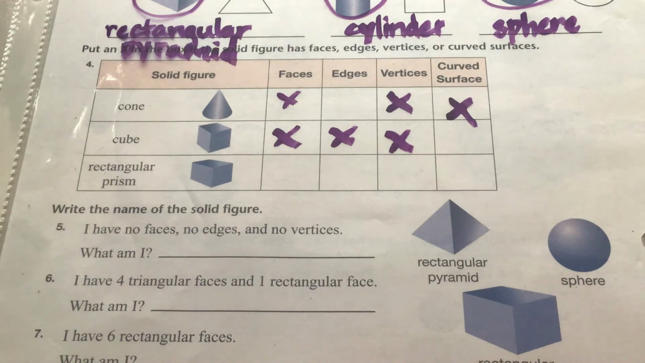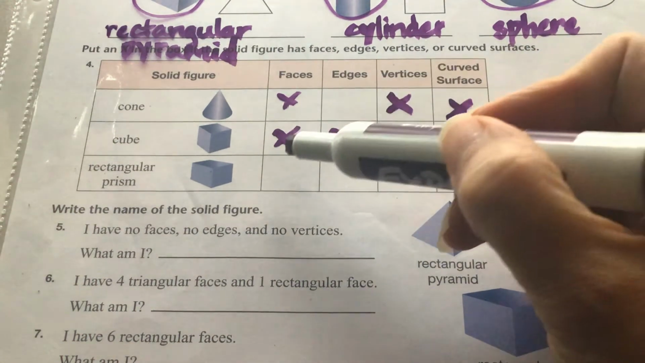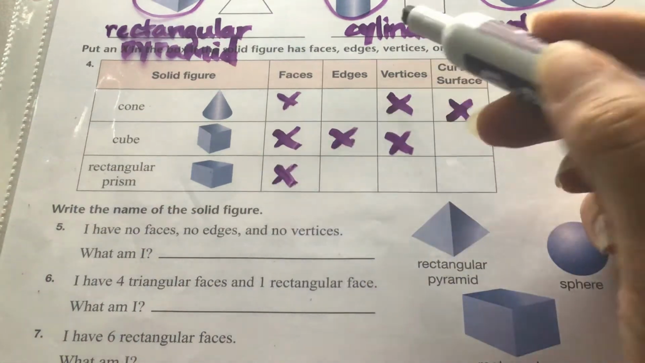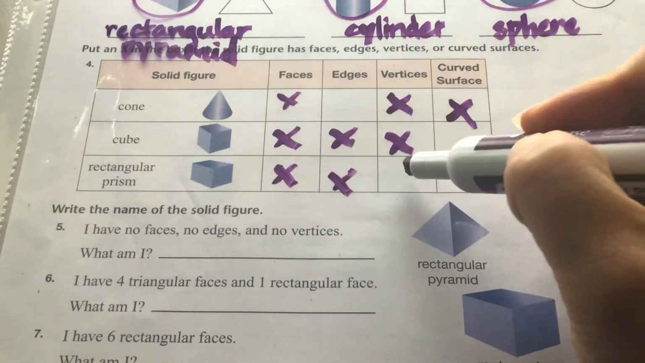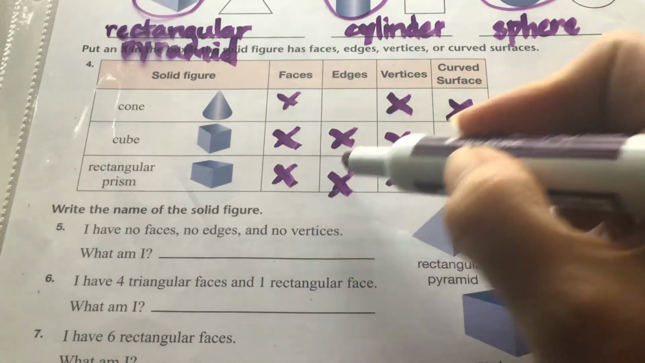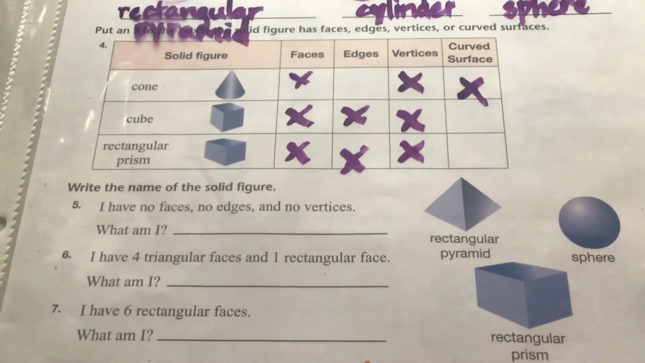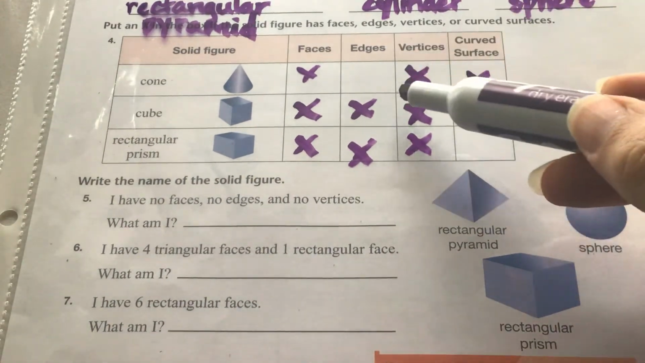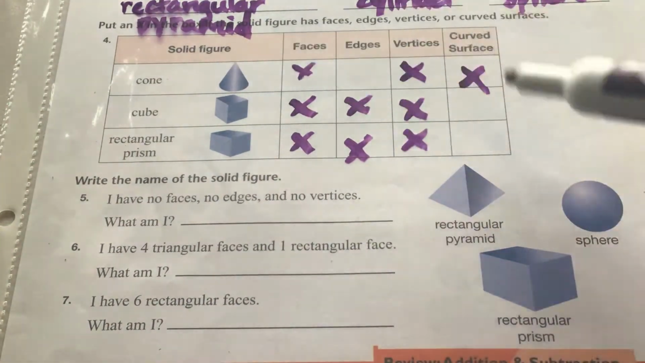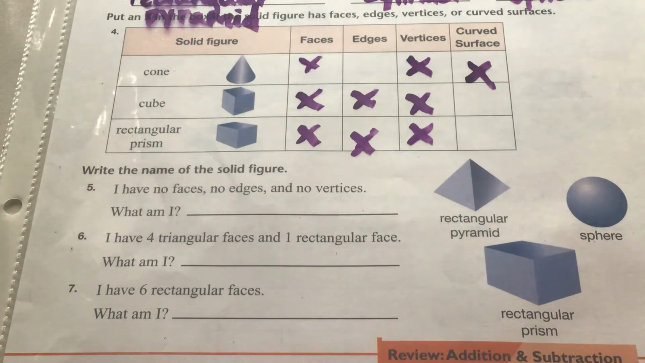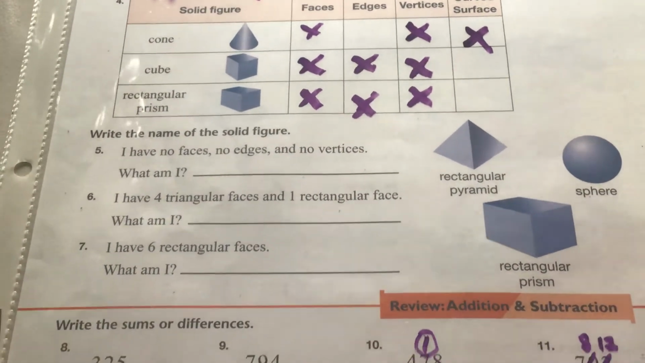Then we go to rectangular prism. It's the same as the cube. It has faces, has edges, and it has vertices. Okay. Hopefully that was easier this time. The cone was the only odd one. It does have a point at the top with the vertex, and it has a curved surface.